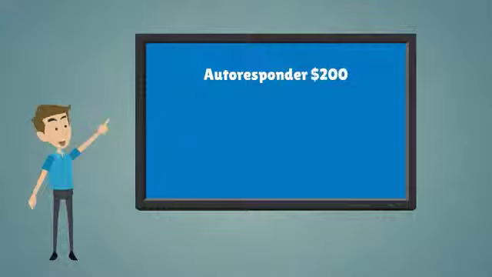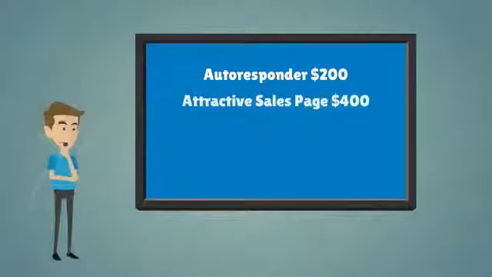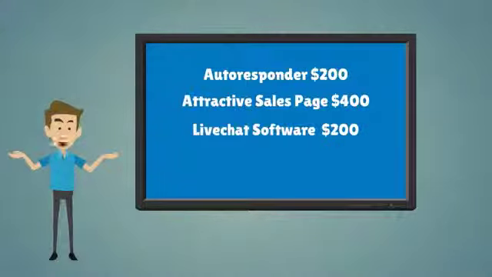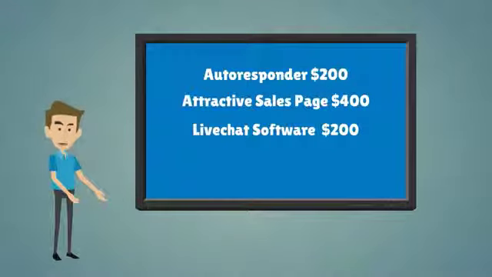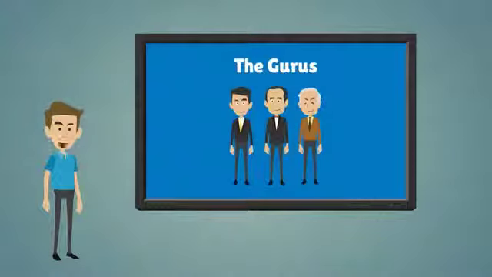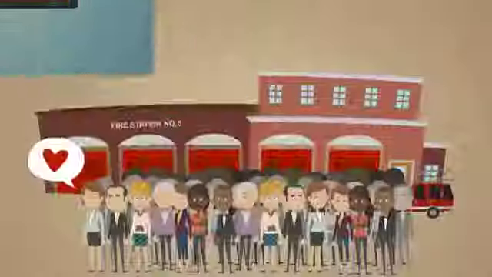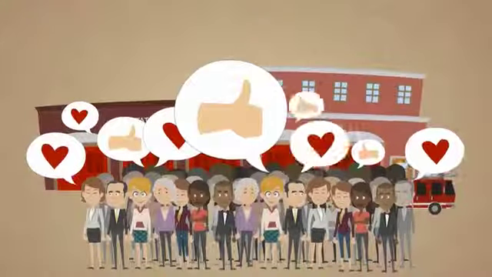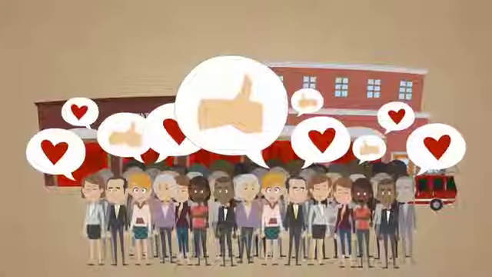An autoresponder alone will cost you at least $200 or more a year. Having an attractive sales page design for you can cost as much as $400. Live chat software will cost you around $200. The average person can't afford to buy all these necessary services separately. The gurus do, which is why they are capable of making the money they do. Now we have put the jelly on the lower shelf so everyone can get some.